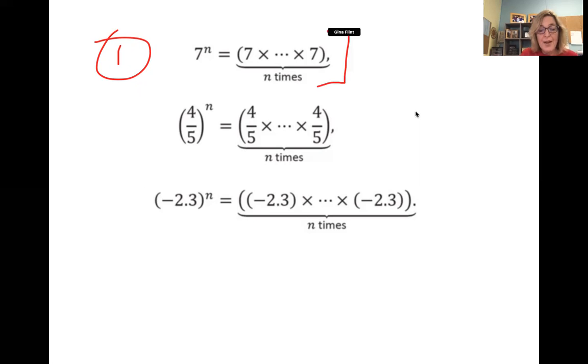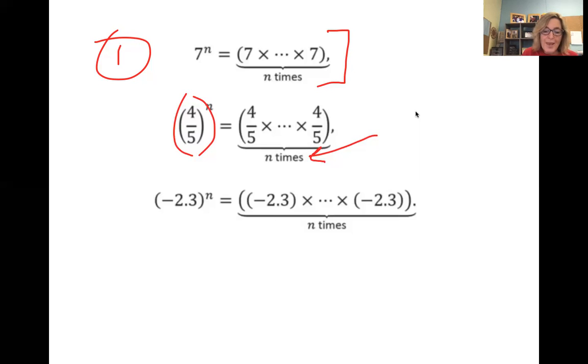Okay, so now 4/5 to the nth power. 4/5 is a fraction, and so whenever we put a fraction as the base, we're going to put it in parentheses because we want to know that that whole thing is part of the base. And again, we can show 4/5 times dot, dot, dot, because we don't know what n is, and we indicate the exponent here just as a notation.